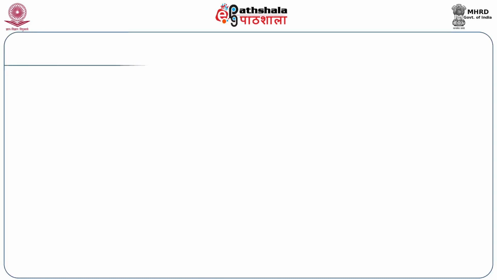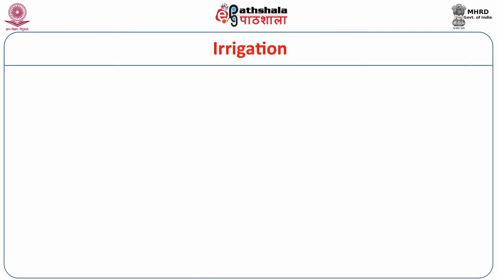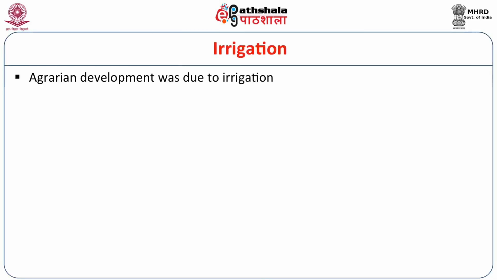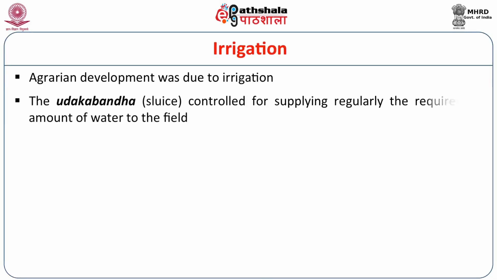Next, we find particularly irrigation, because, as I have told you, without irrigation it is not possible to carry out agriculture. So, agricultural development was due to irrigation. The Udaka Bandha, that is, sluice, was controlled for supplying regularly the required amount of water to the field.